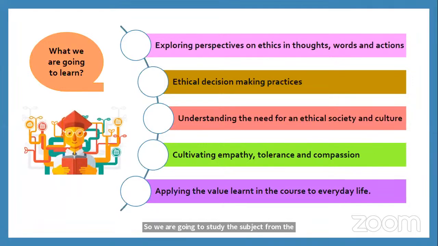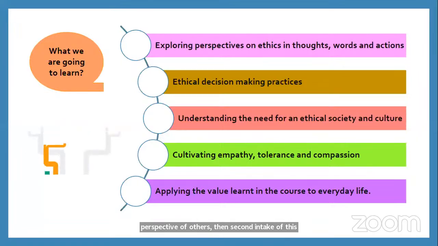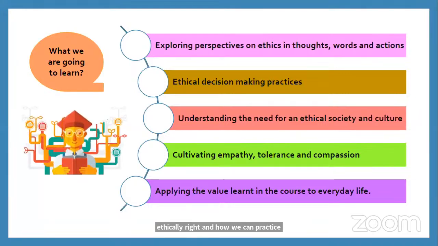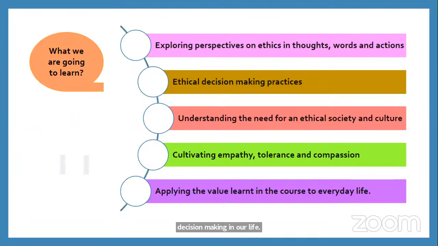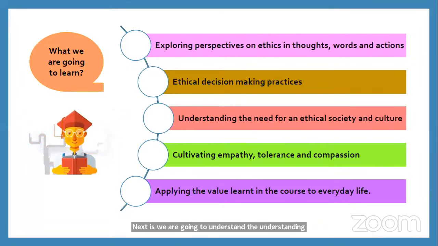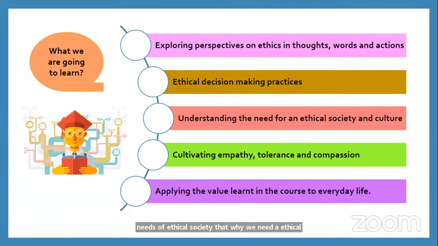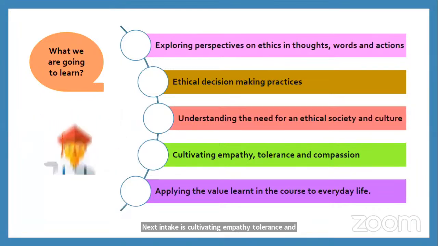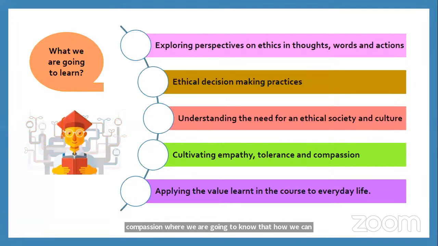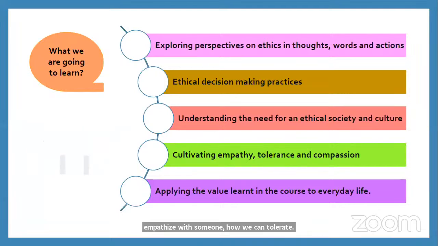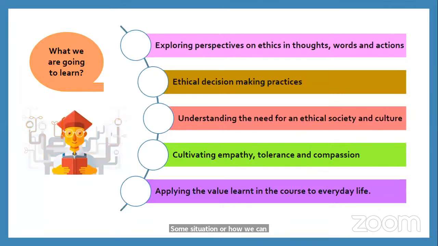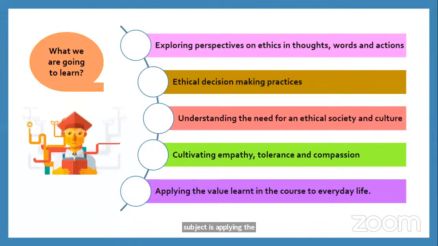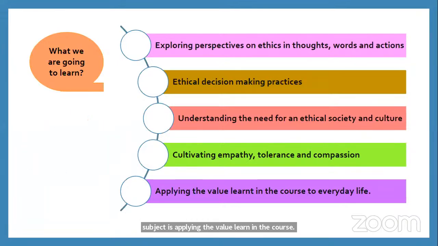The second intake of the subject is that we are going to know what decisions are ethically right and how we can practice ethical decision making in our life. Next, we are going to understand the needs of an ethical society, why we need an ethical society. Next intake is cultivating empathy, tolerance, and compassion, where we are going to know how we can empathize with someone, how we can tolerate some situation, or how we can show compassion to someone. And the last and most important intake of this subject is applying the values learned in the course in our daily life as well as in our personal, academic, and professional life.